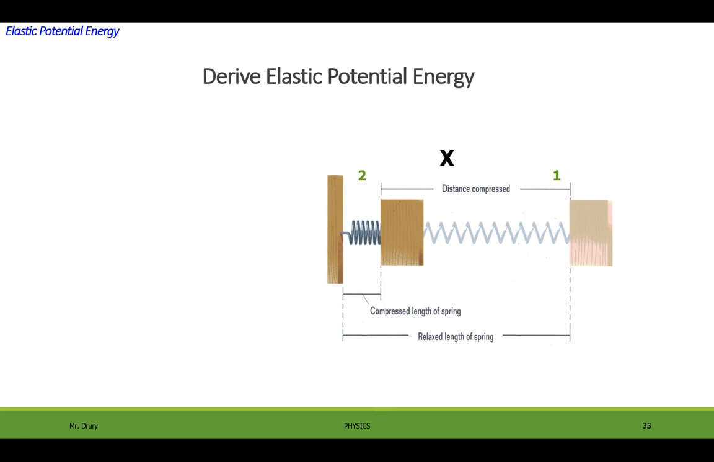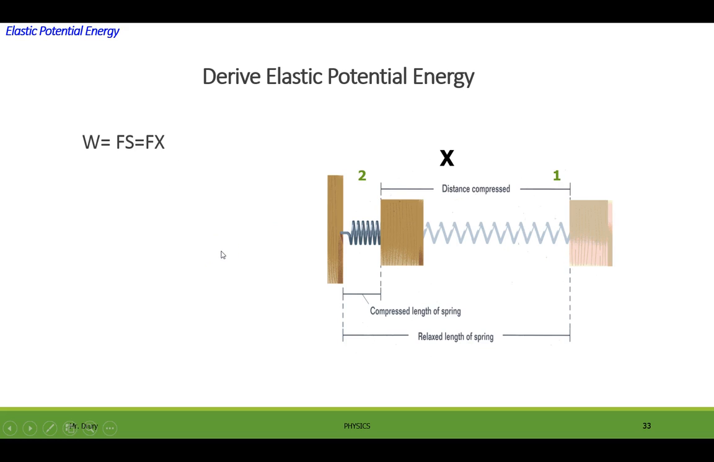All right, so let's derive this elastic potential energy equation. So we have a block, and we start it out at position 1, and we compress it into position 2. Now, as you know from playing with springs when you were kids, as you push it in, it's not the same force the whole time. The more you push it in, the more force there is. So this force will vary from position 1 to position 2.